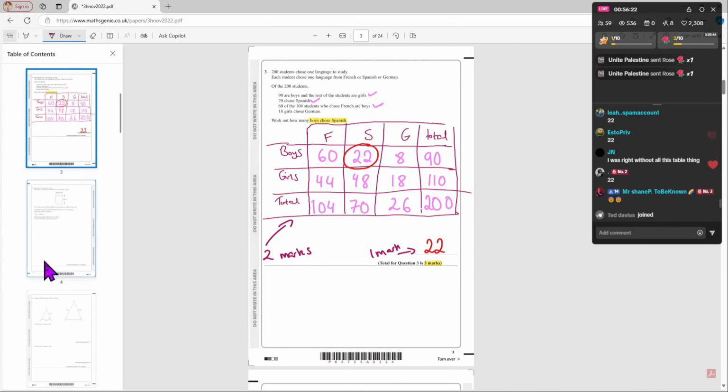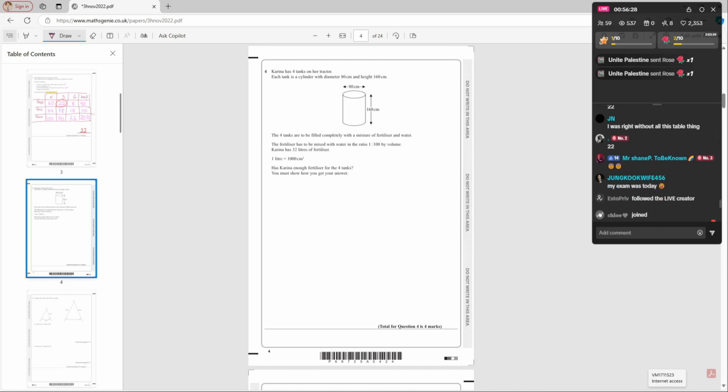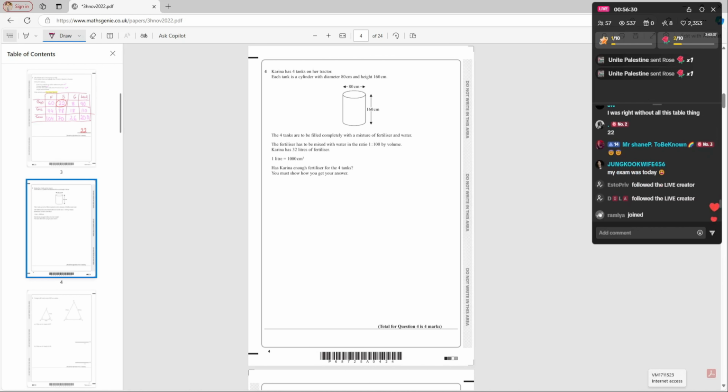So let's go to question number 4. Karina has 4 tanks on her tractor. Each tank is a cylinder with a diameter of 18 centimeters and a height of 160 centimeters. The 4 tanks are to be filled completely with a mixture of a fertilizer and water. The fertilizer has to be mixed with water in the ratio 1:100 by volume.